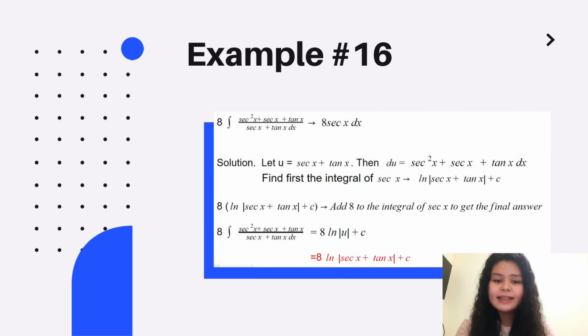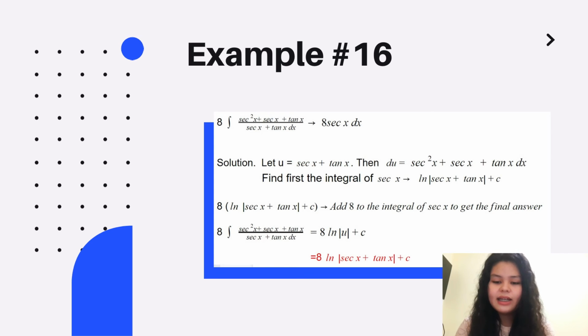For number 16, we need to find the definite integral of 8 secant x dx. And as you can see, we have here the expanded version of 8 secant x dx. And maybe you're wondering, why is 8 out of the integral? Well, since 8 is constant with respect to x, we need to move it out or set it aside off the integral. What we need to do first is we need to find the integral of secant x for us to be able to find the integral of 8 secant x dx.